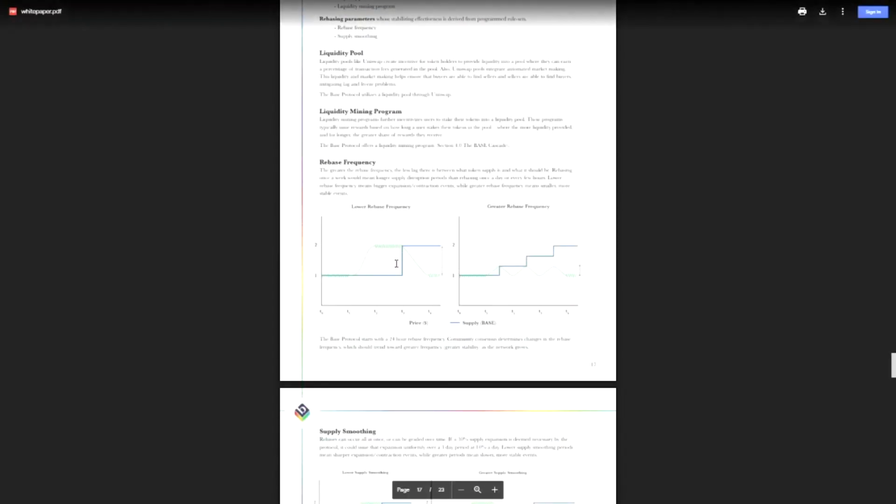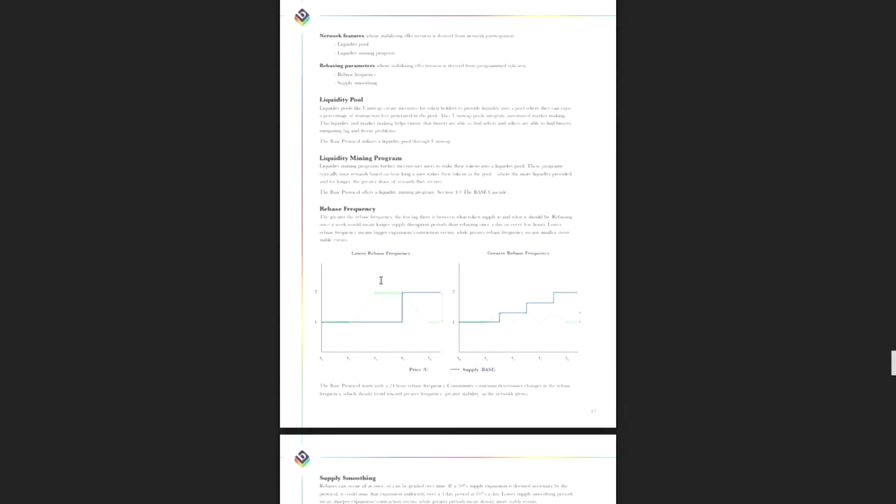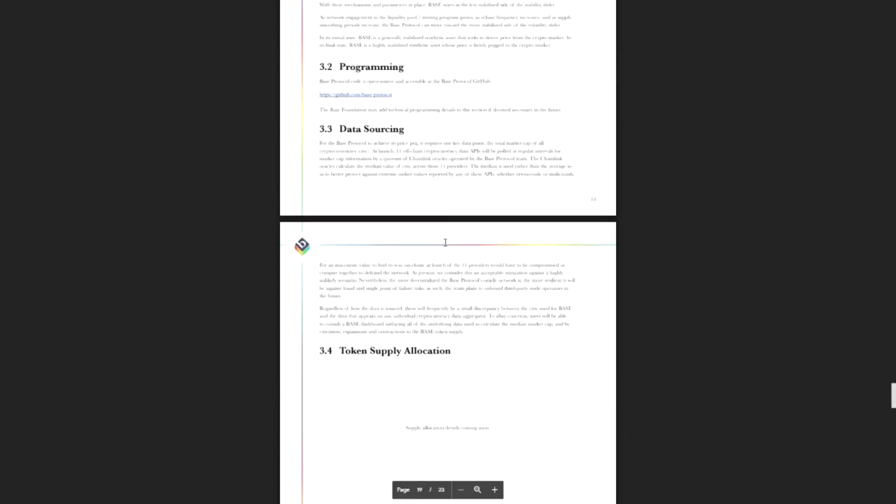As I mentioned before, right now the frequency is every 24 hours, but of course this will be moved up once we want to see a more stabilized environment. Then if you want to find out more about the programming, you can go to GitHub because it's all open source. And then they explain how they get all the market cap information from Chainlink, which will give them 11 off-chain cryptocurrency data APIs, so they're not pulling from one source.